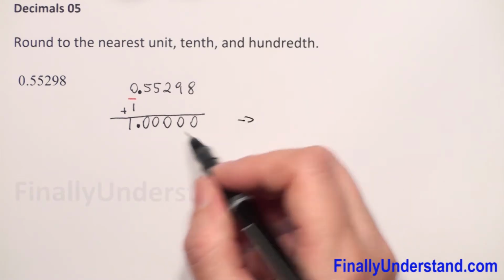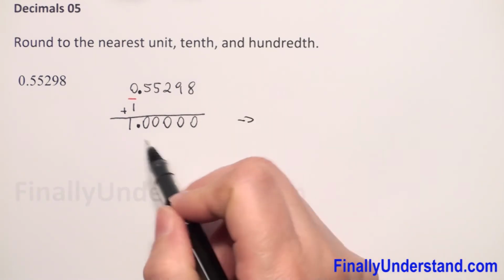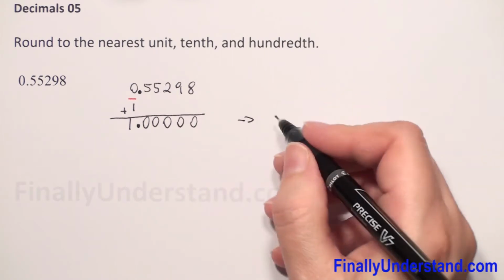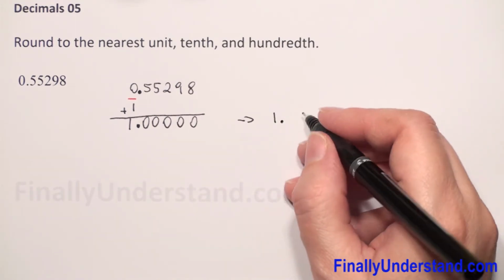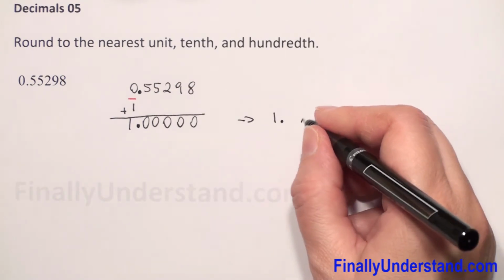So we can forget about the zeros because they don't change the value of our number. You can write that this is 1. Decimal point you can copy. This was rounding to the nearest unit.